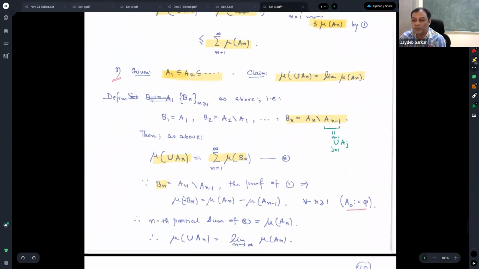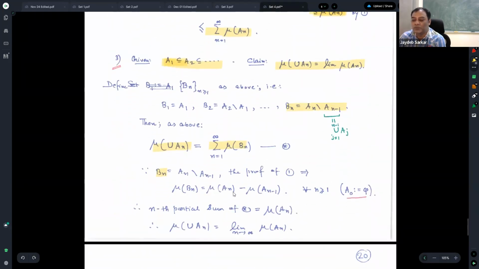The proof of 1 implies mu(Bn) equals mu(An) minus mu(An-1). Or also you can rewrite this as a disjoint union, and so on and so forth. So you get this, and this is true for all n larger than or equal to 1. If n equals 1, there is a little problem because you don't have A0, so you define A0 to be the empty set. Then it's fine, no problem. And the measure of the empty set is 0, so you're good to go.